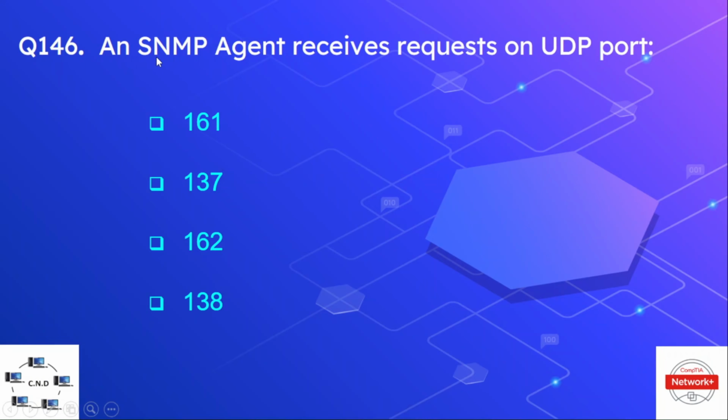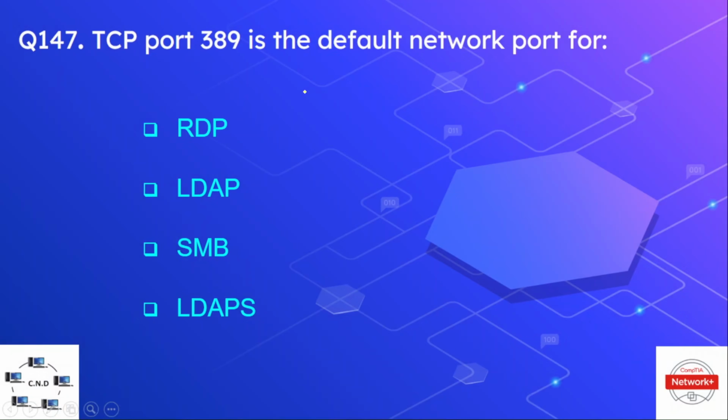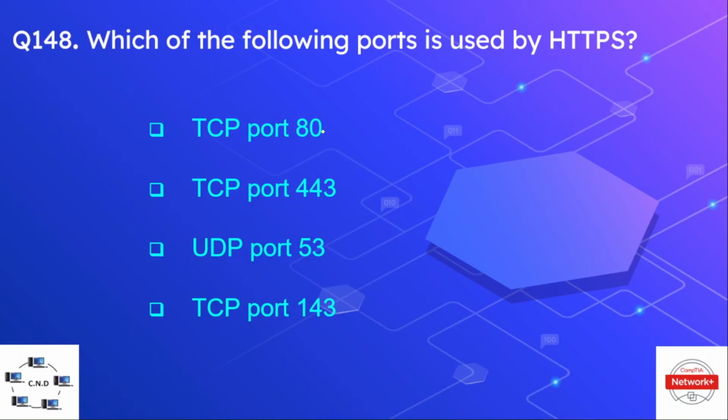Question number 146 is that an SNMP agent receives request on UDP port. And the options are 161, 137, 162 and 138. And the correct option is 161. Question number 147 is that TCP port 389 is the default network port for, and the options are RDP, LDAP, SMB or LDAPS. And the correct option is LDAP, Lightweight Directory Access Protocol.